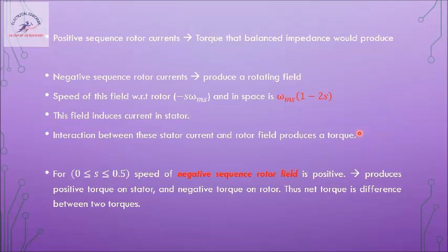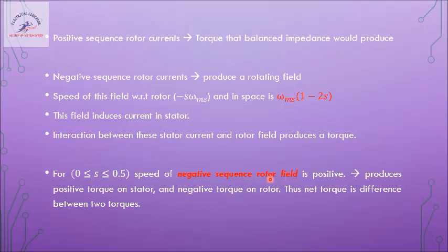Now, for a slip between 0 and 0.5, the speed of the negative sequence rotor field is positive. From where did we get this statement? If we take any value between 0 and 0.5 and substitute it in this particular equation, we observe that this term is positive, and if this term is positive, it leads to a positive speed. What is this speed? It is created by the negative sequence rotor field, that is, the negative sequence rotor current producing a rotating field. We call it the negative sequence rotor field.